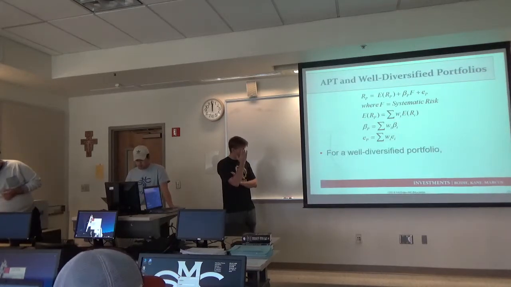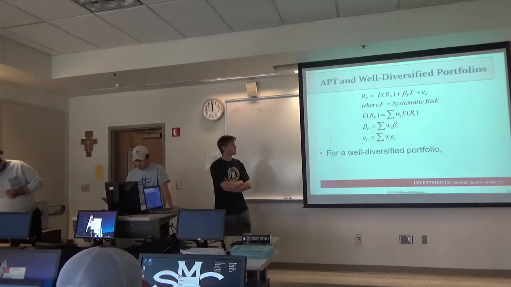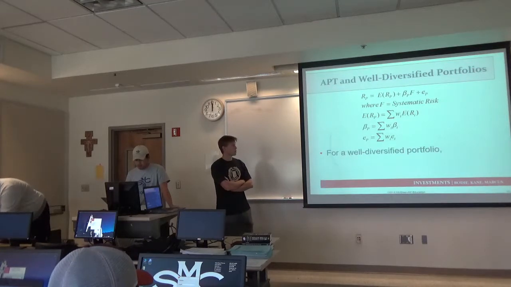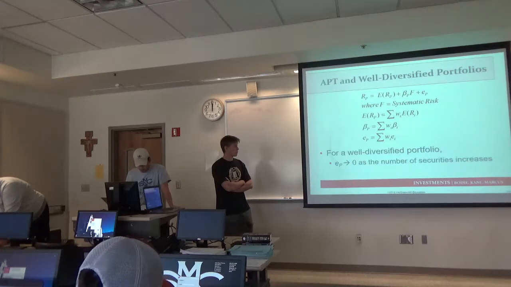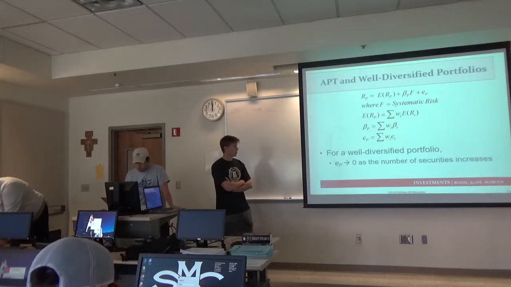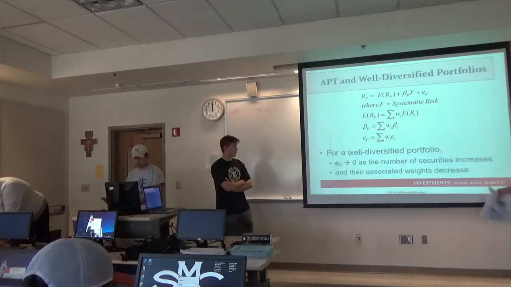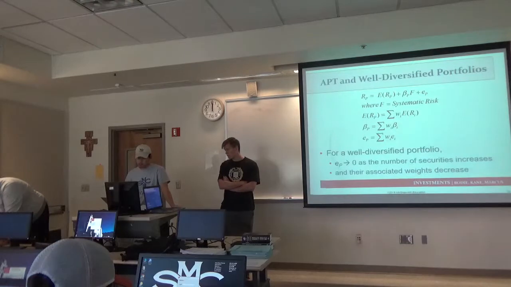This is for a well-diversified portfolio, where F is a systematic risk. For a well-diversified portfolio, the firm-specific events of the portfolio move to 0 as the number of securities increases, and their associated weights decrease because there are more securities.